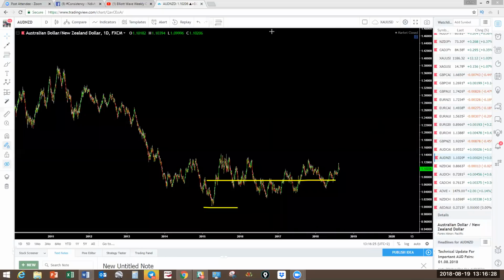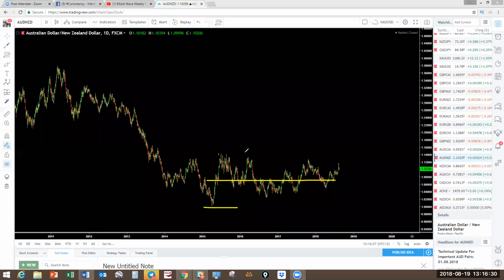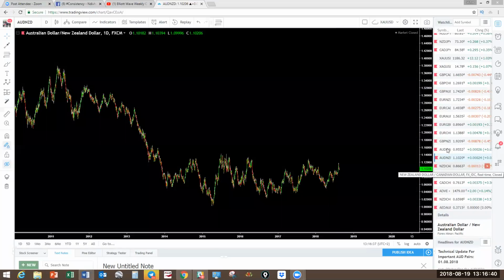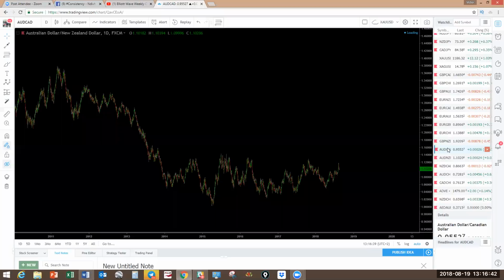You wait for a bit of a push higher to come and retest this level. The corrective structure, let it push over there. Then we're gonna wait for this move. All right, so that's Audi New Zealand. New Zealand CAD we've looked at. Audi CAD. If you look at Audi CAD quickly.